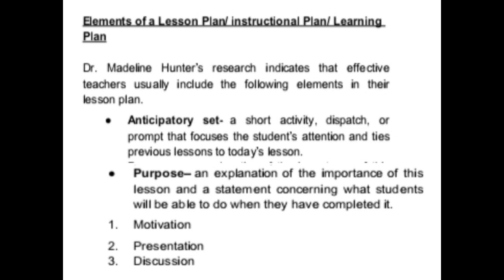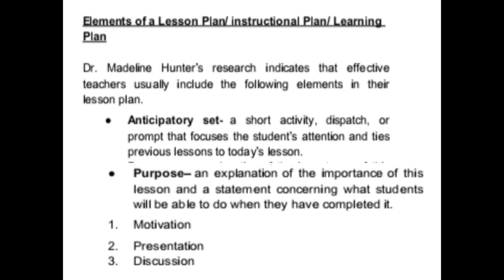So in purpose, there are three that we need to know. So the first one is the motivation. So motivation refers to the reason or incentive behind someone's actions or behavior. For example, if a student is motivated to study for a test because they want to get a good grade, their motivation is the desire to achieve academic success.